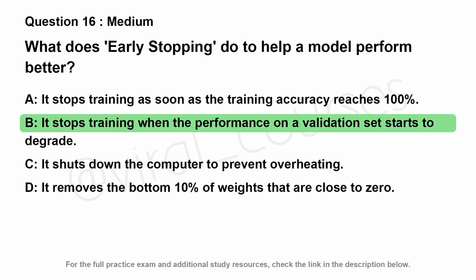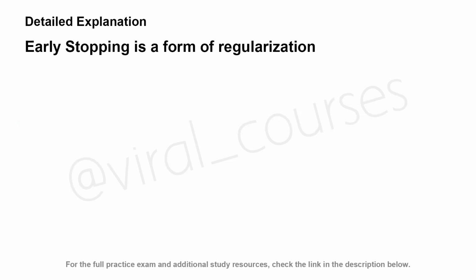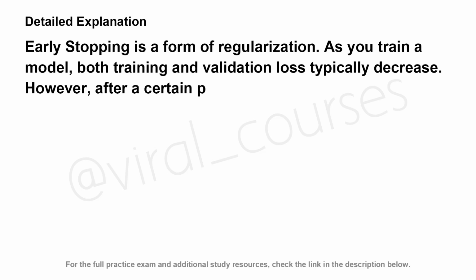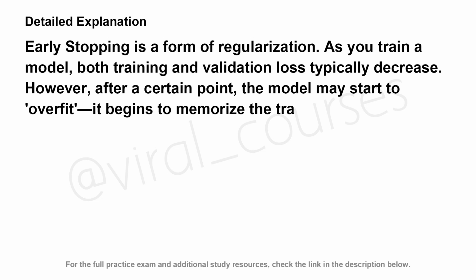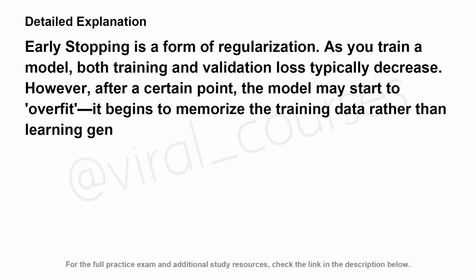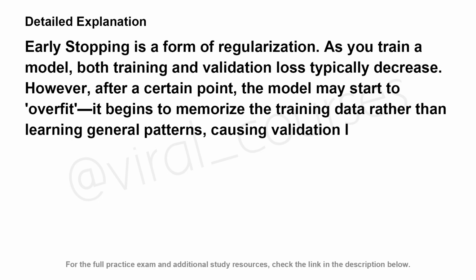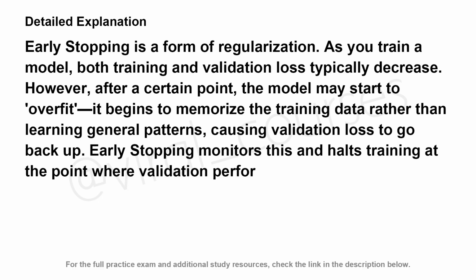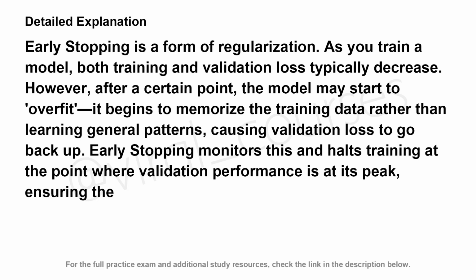The correct answer is B. Early stopping is a form of regularization. As you train a model, both training and validation loss typically decrease. However, after a certain point, the model may start to overfit. It begins to memorize the training data rather than learning general patterns, causing validation loss to go back up. Early stopping monitors this and halts training at the point where validation performance is at its peak, ensuring the best possible generalization.